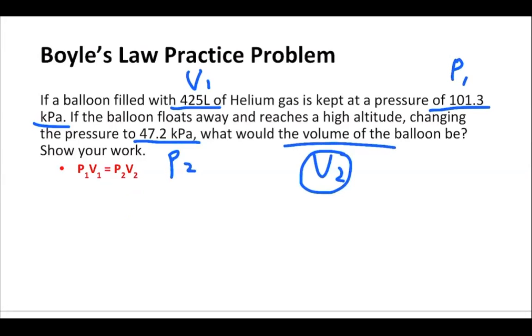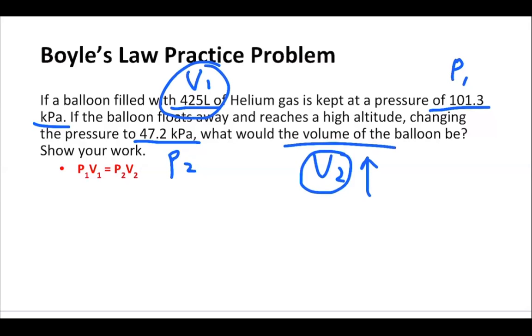Before we even do some math, I'm hoping that you guys can make a prediction. Can anyone tell me what happened to the pressure? What happened between P1 and P2? Did it go up or go down? Did it increase or decrease? Decreased. And so, if it decreased, then what do we expect the volume to do? Go up. Very good. So our volume, V2, should be a higher value. It should be greater than 425 on our final answer.